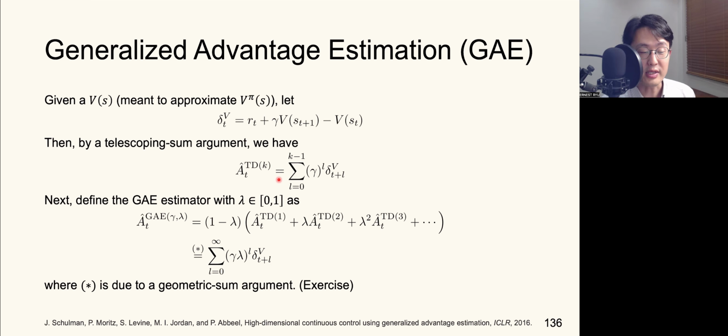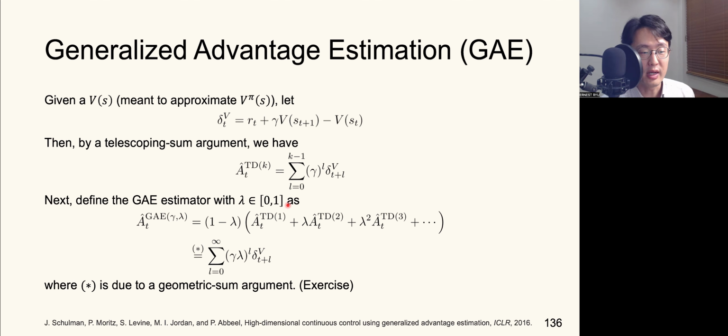For the TD-K estimator, we had a discount factor of gamma, and then when K becomes infinity, the summation goes all the way to infinity. But in the GAE estimator, the summation goes to infinity, but we have a smaller discount factor, gamma times lambda. This is smaller because lambda is a value between 0 and 1.